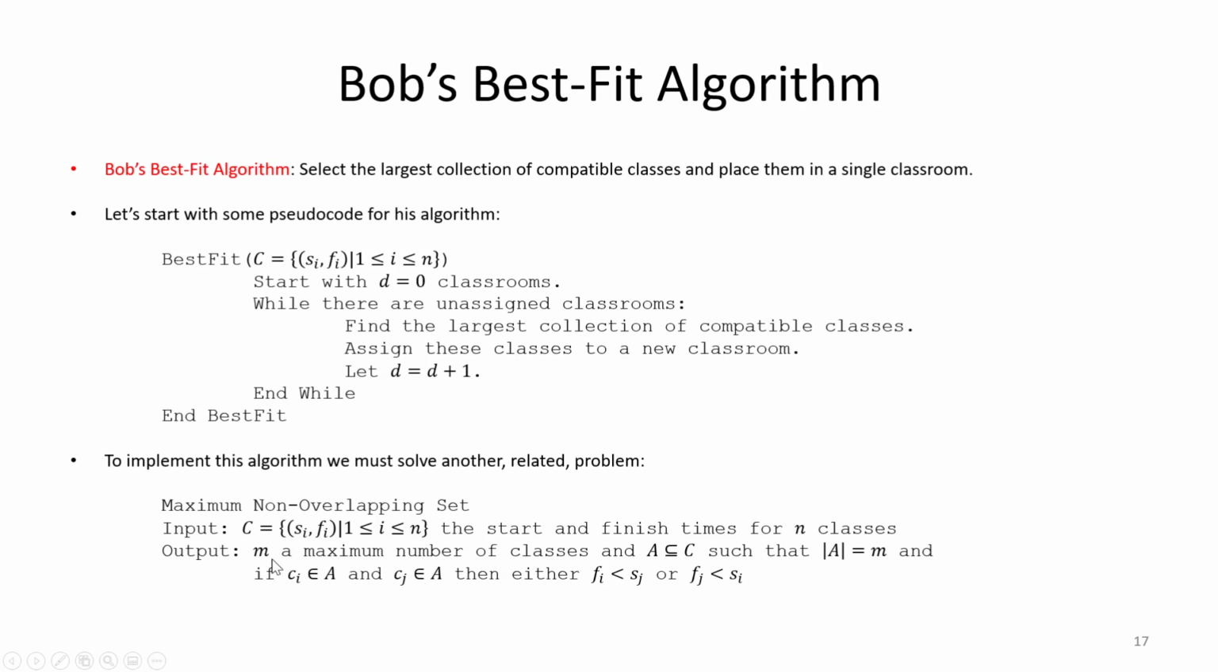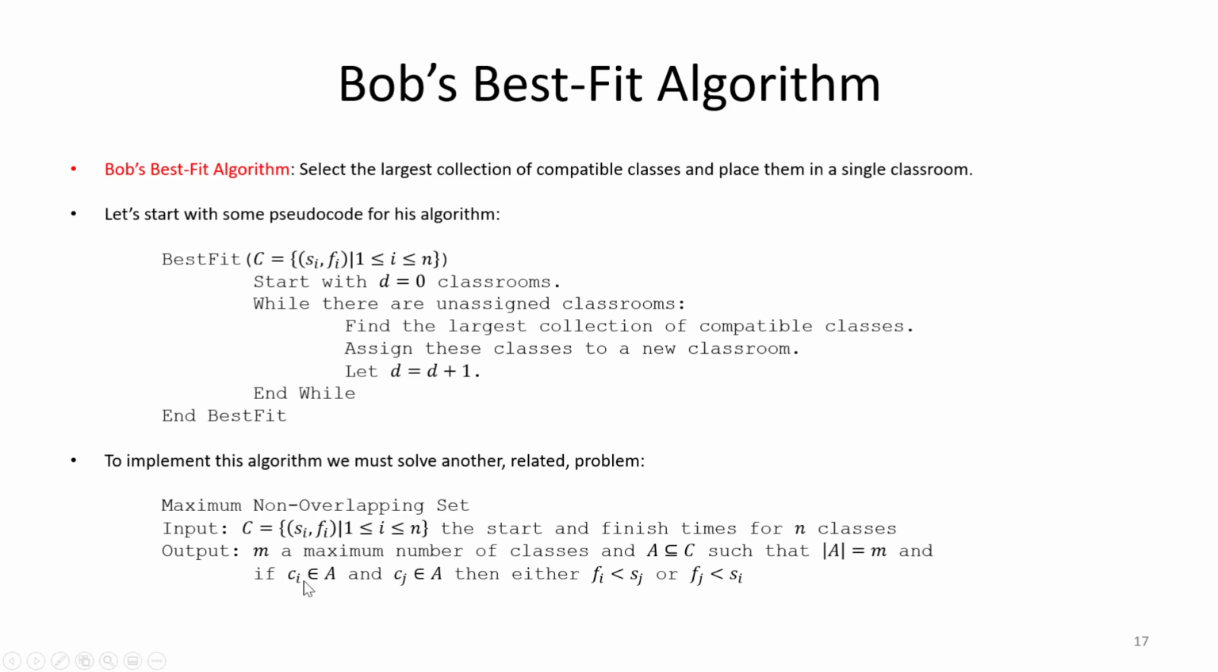So we're going to find the maximum number of classes, and then I'm going to pick out those classes by just selecting a subset of C. So give me that subset. And if that's the maximum number of classes, then I want the subset to be that size, the size M. And then I have to bring in the criteria of non-overlapping. What does that mean?